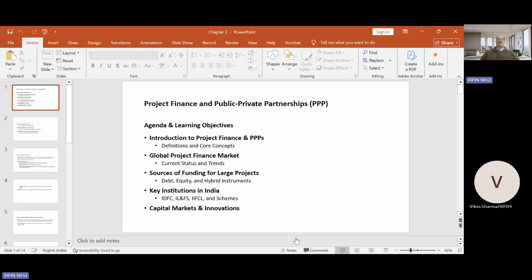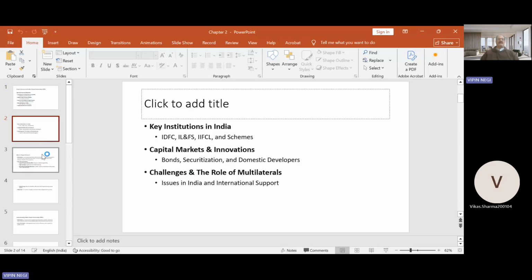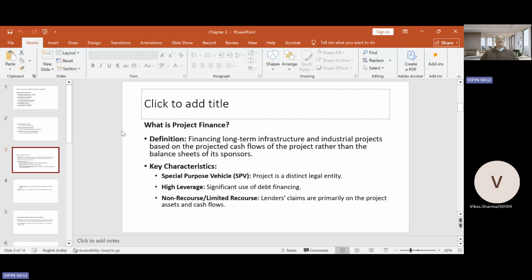These are the subtopics of this chapter: agenda and learning objectives of this PPP partnership. First, we will talk about the introduction to project finance, definitions and core concepts, then global project finance markets, current status and trends. Third will be sources of funding for large projects. Then key institutions in India like IDFC, IIFCL and other schemes. And the last one in this chapter is capital markets and innovations for project finance, and then the challenges and the role of multilaterals in project finance.